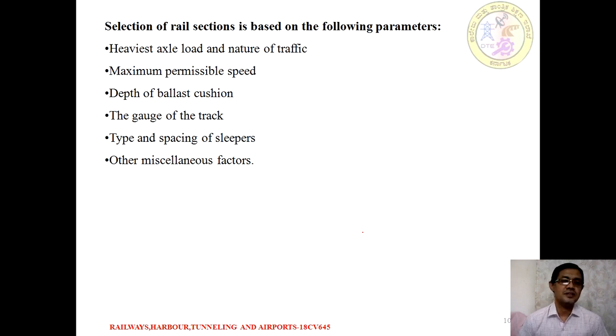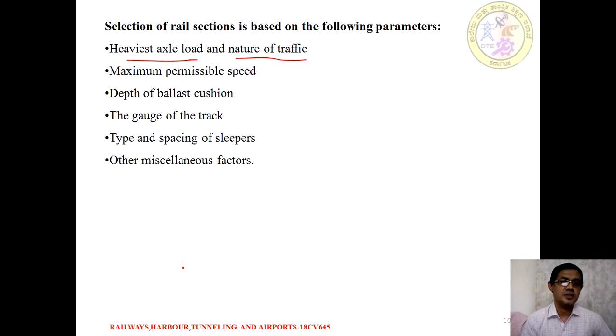Whatever rail section we choose, it should resist the heavy axle load which is coming over it, and also the nature of traffic. Nature of traffic means it may be different tonnage vehicles, cargo, or passengers, whatever the nature of traffic we have. So the rail section should resist the heaviest load which is going to come on it.